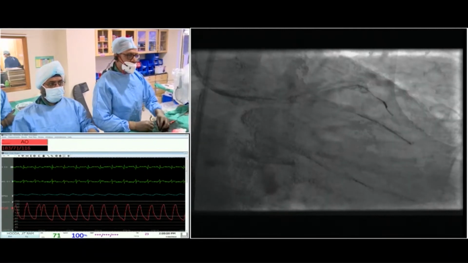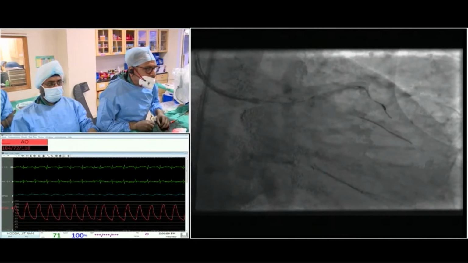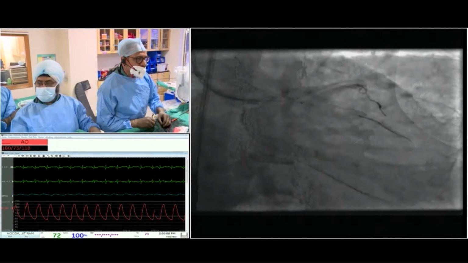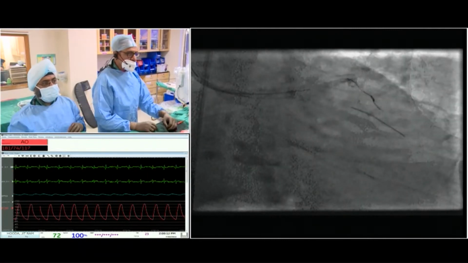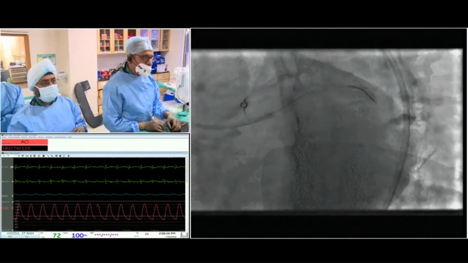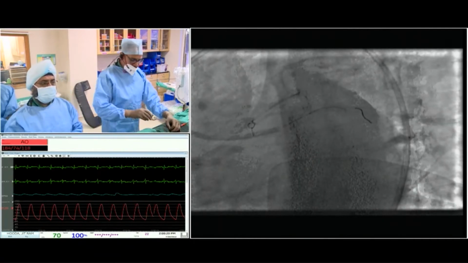Yeah. Oh, sorry. Yeah, go to spider further. It came out. Yeah. But the crossing, the rewiring is pretty easy here. Go to spider. Go to caudal, RAO caudal.